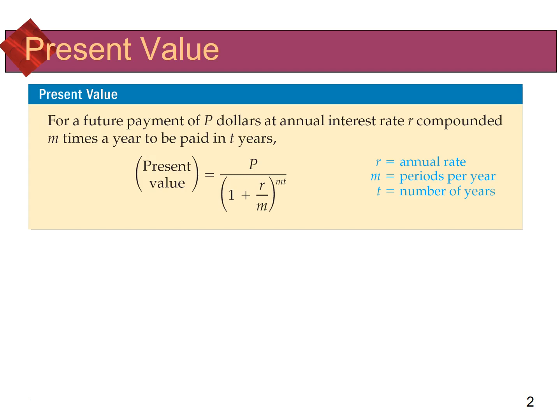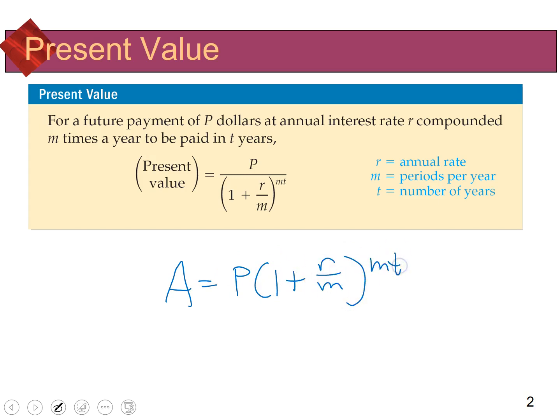And you can see it has some of the same parts as the formula we had before, which was A equals P times 1 plus R over M to the MT power. I see P, I see the 1 plus R over M and the MT power. I see a lot of the same thing.